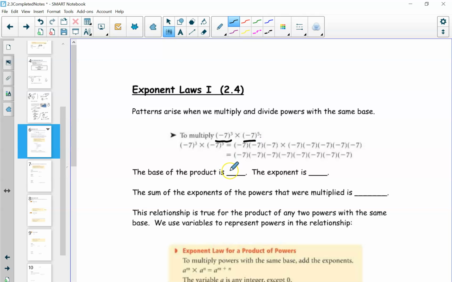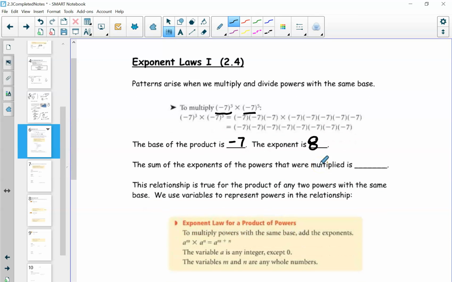The base of the product is -7. We can see that's the base in both of these. And the exponent, well, we've got two exponents right now. We've got a 3 and we've got a 5. But if we look at the final answer, now this person did put it into a multiplication statement. 1, 2, 3, 4, 5, 6, 7, 8. It's -7 to the power of 8.